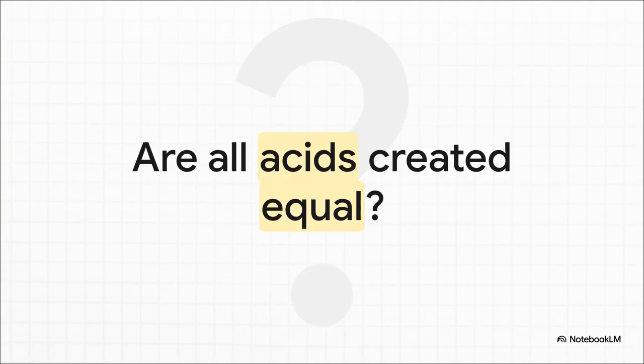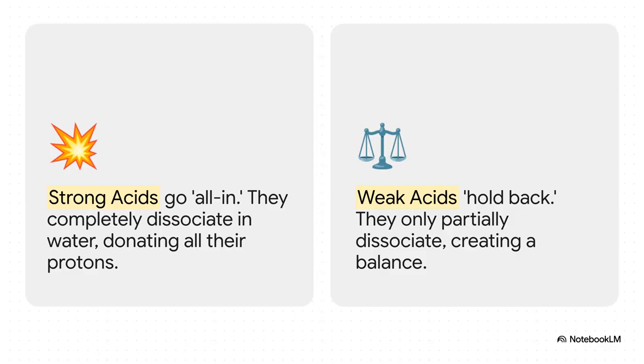So are all acids basically the same? Nope. Not even close. There is a massive difference between, say, the acid in a car battery and the citric acid in your orange juice, and it all comes down to one thing: strength. And that difference? It really just comes down to commitment. A strong acid is the all-in type. The second it hits water, pretty much every single molecule gives up its proton. It just completely falls apart, or dissociates. But a weak acid, it holds back. Only some of its molecules actually donate a proton, which creates this nice little balance in the water.